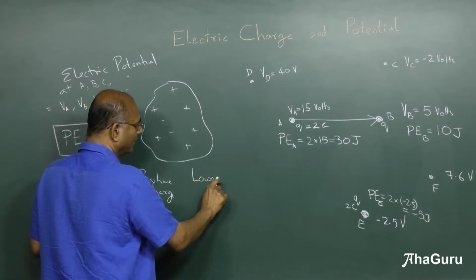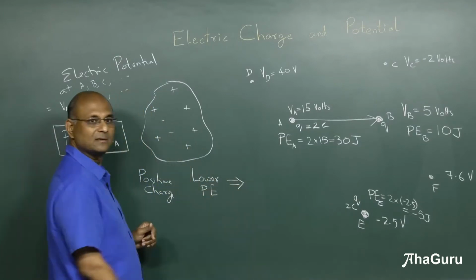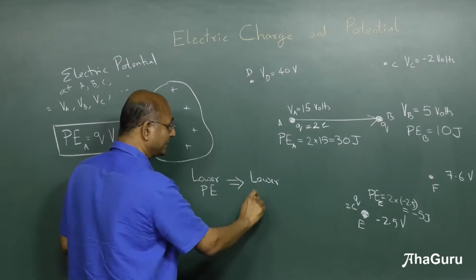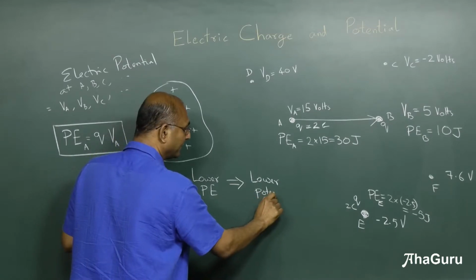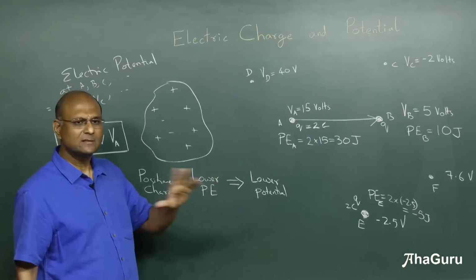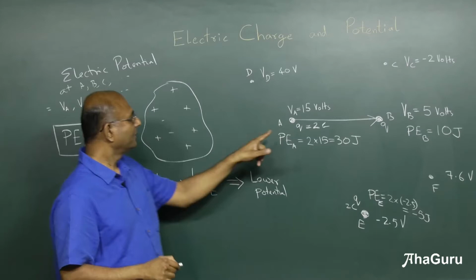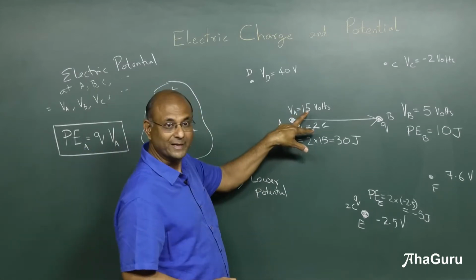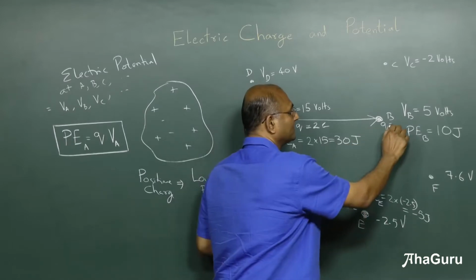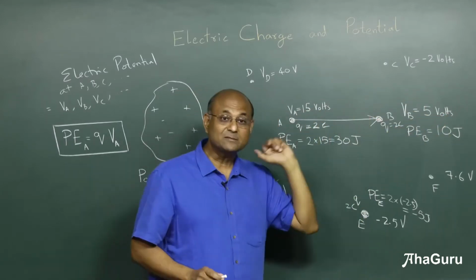lower potential energy means lower potential. Think about that. Isn't it always the case? No. This is only true for positive charge. Because it's positive, 2 into 15. 2 into 15 is bigger than 2 into, this was 2, right? 2 into 5. Because it is positive charge.